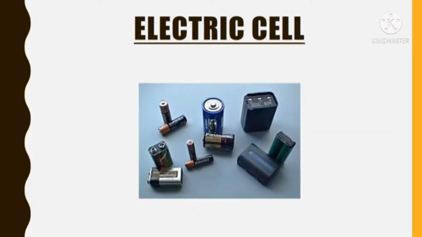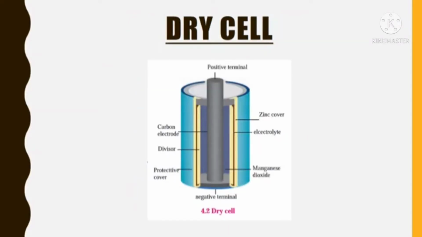Now the first type that we are going to learn is the dry cell, its mechanism and structure. Here is a diagram of a dry cell which is representing each and every part of the dry cell. We can see the positive terminal, the negative terminal, and the carbon rod. Also, the middle portion is showing the covering of zinc.